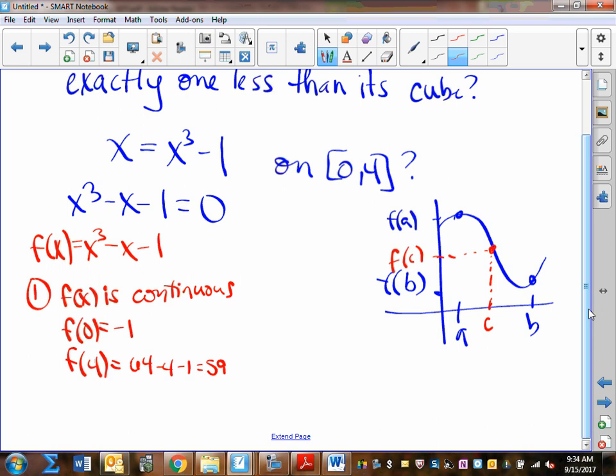Yes. So then the next condition we have to meet is that, because we are interested in does it equal 0, does negative 1 to 59 have to cross 0? Yeah, so we know right now we can apply IVT because it's met those conditions. Meaning that if it had to cross 0, from negative 1 to 59, then somewhere within my interval, somewhere between 0 and 4, that actually happens. So let's go ahead and write that second condition.